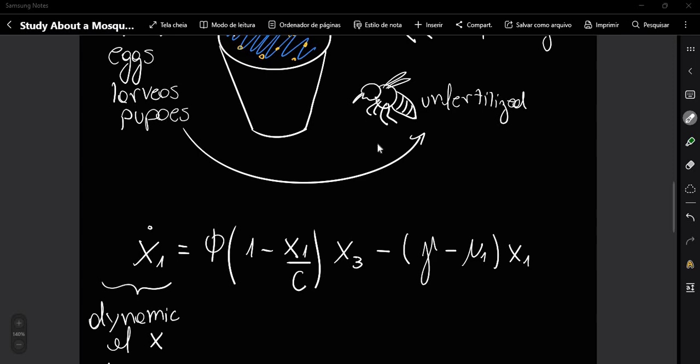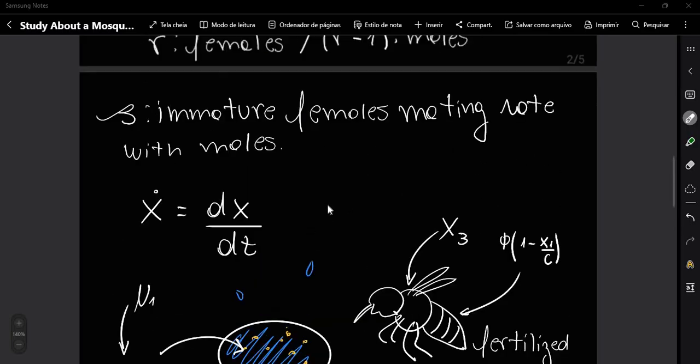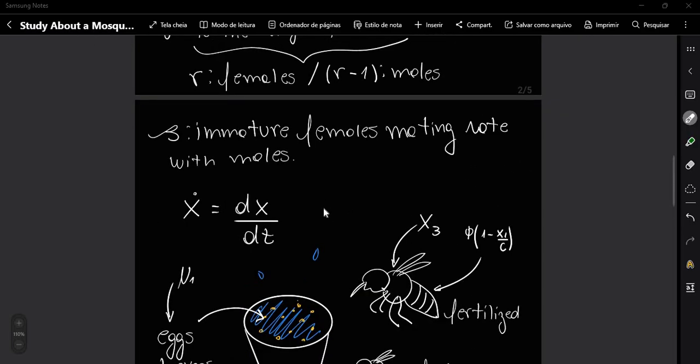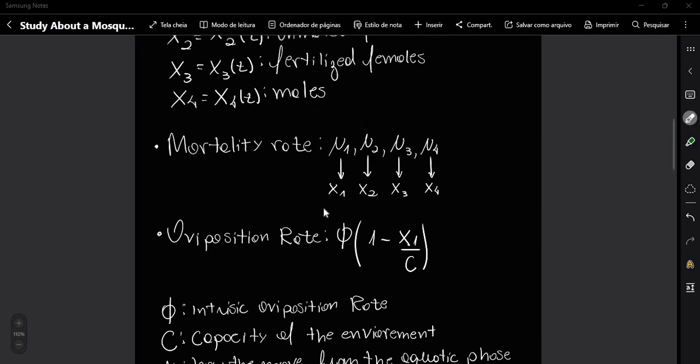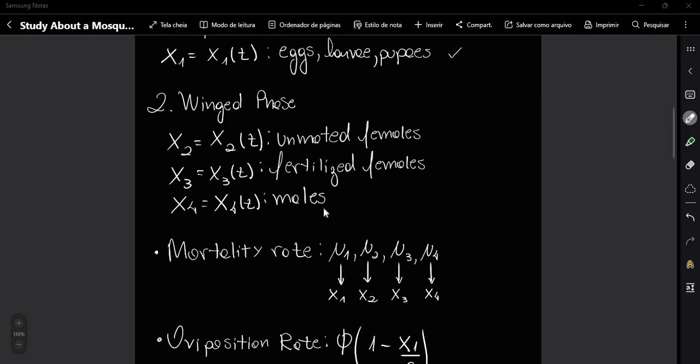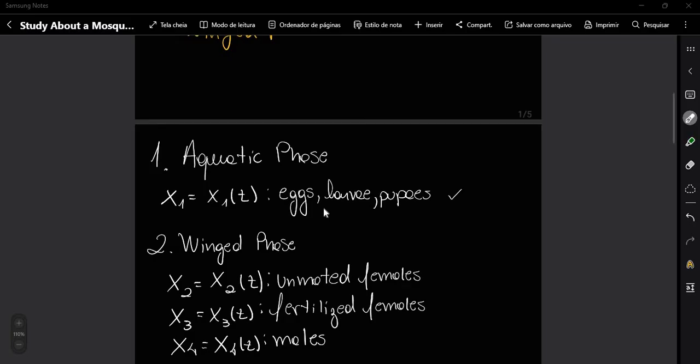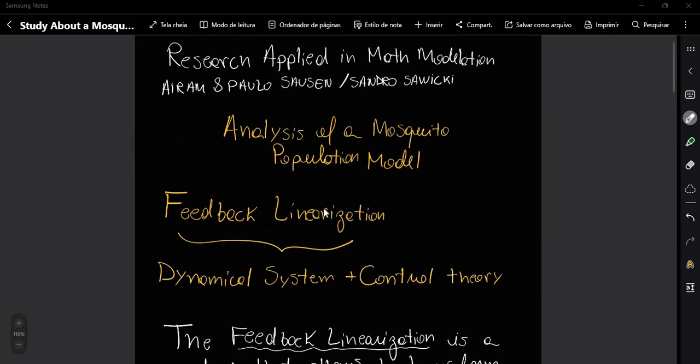Hi, and welcome back. So, if you remember, we are doing a study about a model to control the mosquito population, and more specifically, the dengue mosquito. The dengue mosquito is a vector that can spread the dengue virus.